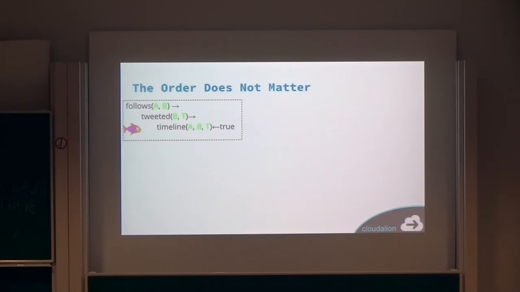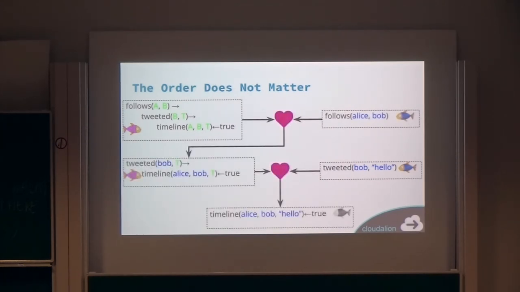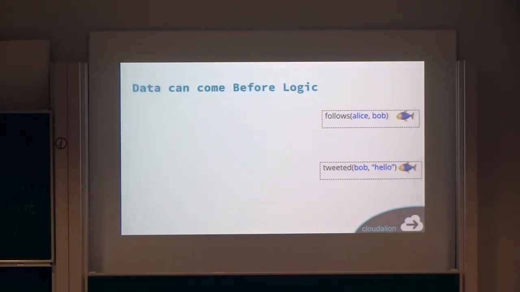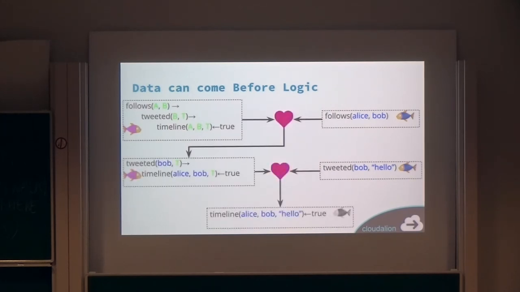Now, the nice thing about this model is that the order of operation doesn't change the end result. So if the tweet came in before Alice started following Bob, it will wait in the fish tank until everything comes together, and we will still have the same result. Similarly, the rule can come after the facts are already there, and you can see that the same result will happen. Now, this looks very trivial here, but in traditional web applications, this is a very big problem.